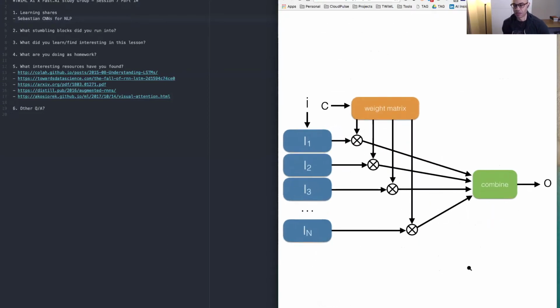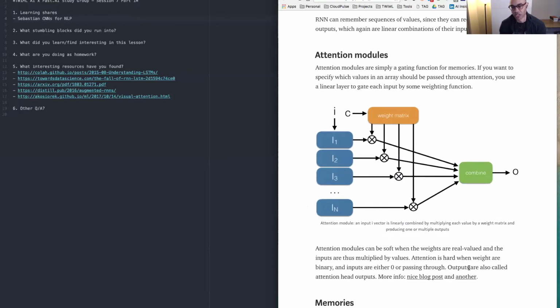And there's this concept of soft attention and hard attention. Soft attention is you're essentially doing a linear combination of your inputs. At least, it doesn't say that here. It says that the weights are real valued. It doesn't say that they add up to 1. And maybe that's not required, but in soft attention, you're essentially weighting your input values and passing those through. And in hard attention, your weights are binary, so you're selectively passing some inputs through or not.